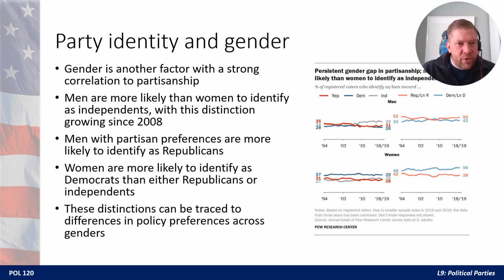Party identity and gender here. This is another factor that's strongly correlated with partisanship. Men are more likely than women to identify as political independents, so to not have a party identity. This distinction has grown really since 2008. Men with partisan preferences are more likely to identify as Republicans, though. So those that do identify with a party are more likely to be Republicans. Women, on the other hand, are more likely to identify as Democrats than either Republicans or independents.